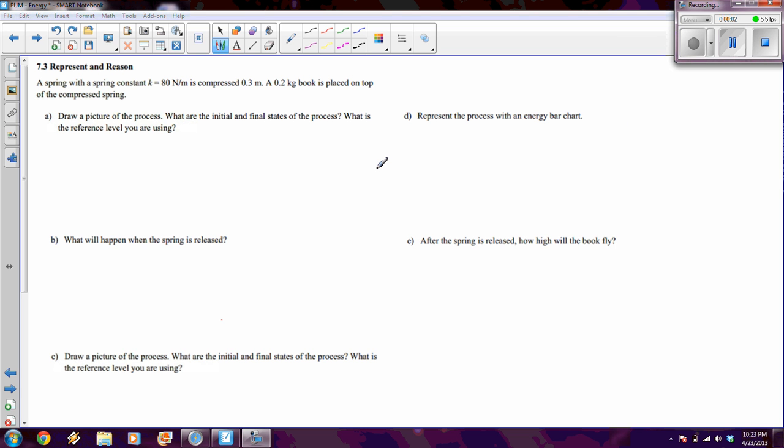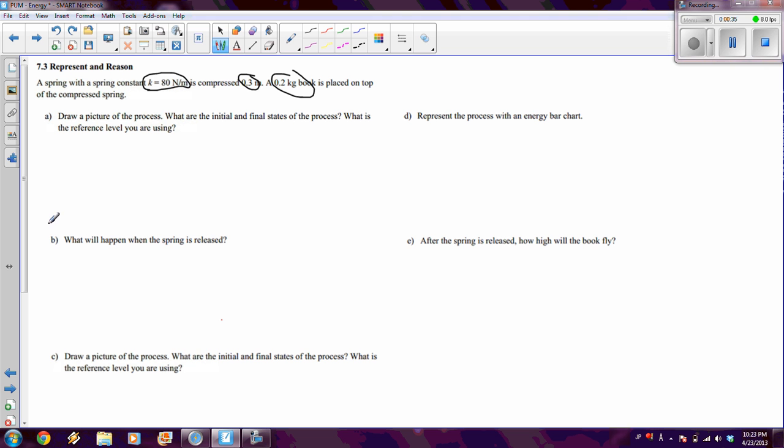Okay, again with the Energy Pool Module 7.3. The problem states a spring with a spring constant of K equals 80 newtons per meter is compressed 0.3 meters, and a 0.2 kilogram book is placed on top of the compressed spring. So our first problem is to draw a picture of this process. What are the initial and final states of the process? What is the reference we are trying to use?